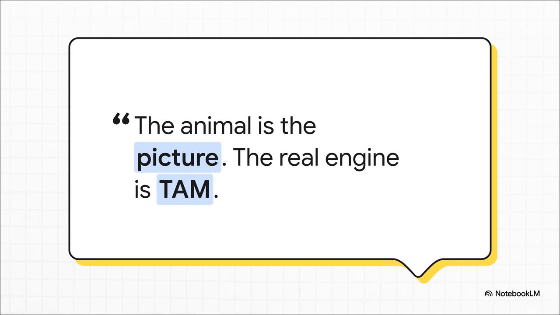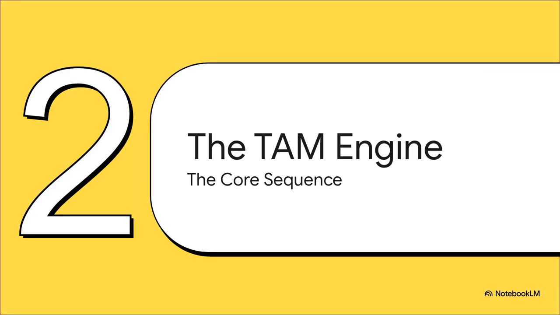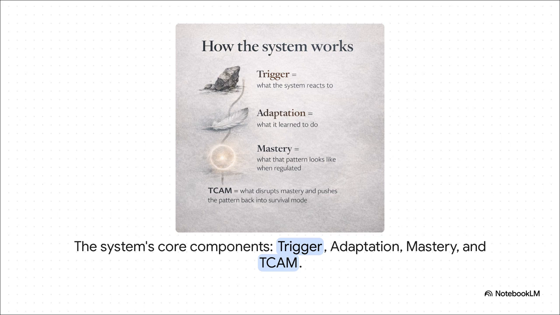So, if the animal is just the picture on the box, what's the engine inside? Well, this is where the framework gets all of its power. The engine is called TAM, and that stands for a three-part sequence: trigger, adaptation, and mastery. So how does this TAM engine actually work? Let's break down that core sequence, piece by piece. The whole system is built on that core TAM sequence you see here: trigger, adaptation, and mastery. Now, there's also a fourth piece we're going to cover called TCAM, which is basically what happens when this entire system gets knocked back into survival mode.